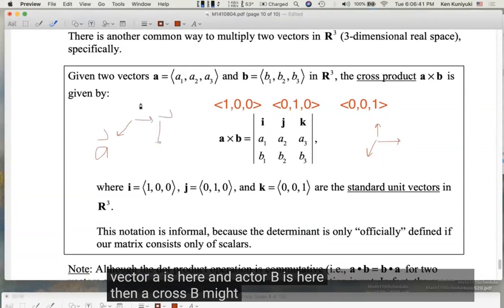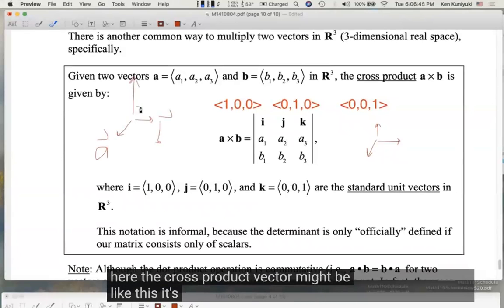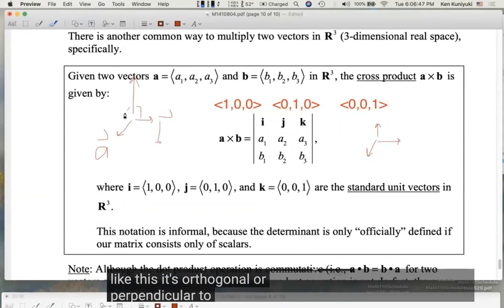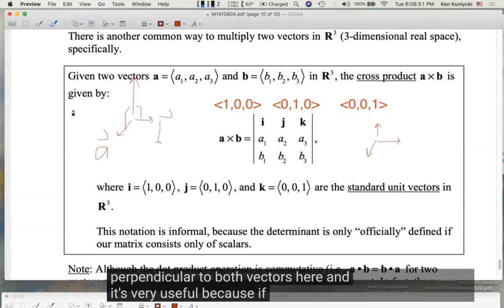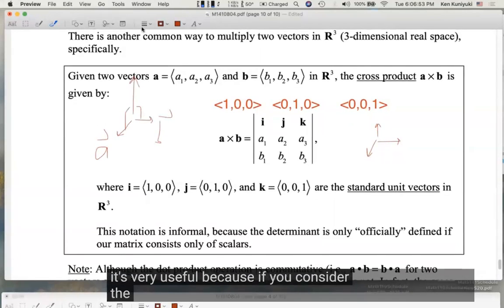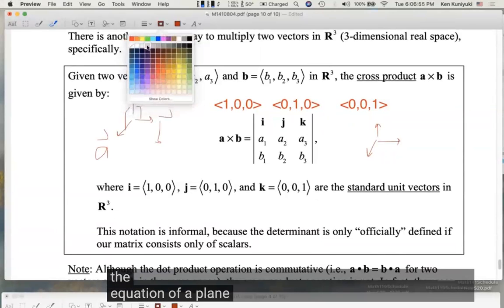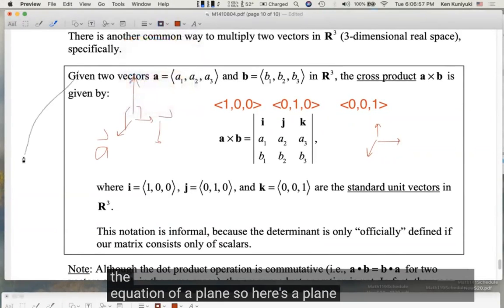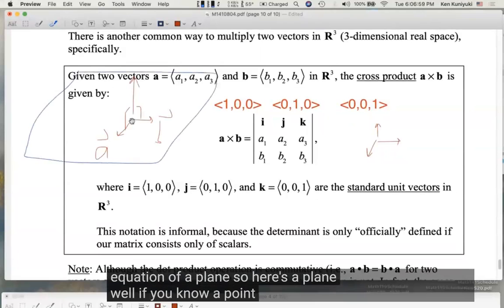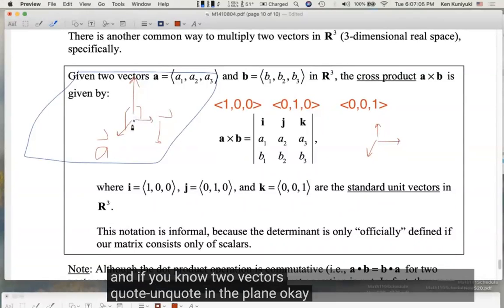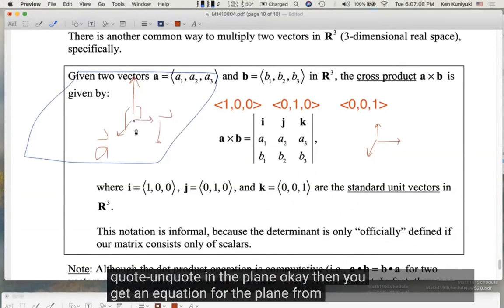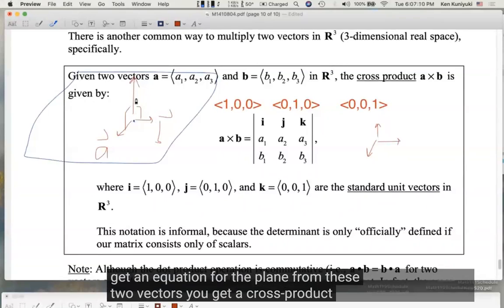Then A cross B might be like this vector here. The cross product vector is orthogonal or perpendicular to both vectors here. And it's very useful because if you consider the equation of a plane, so here's a plane, if you know a point in the plane, and if you know 2 vectors, quote unquote, in the plane, then you get an equation for the plane. From these 2 vectors, you get a cross product.